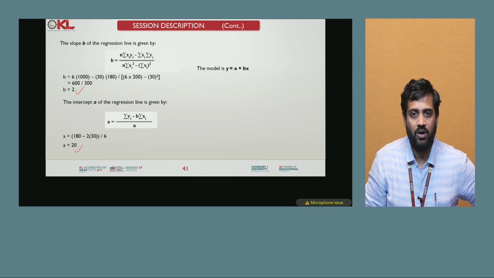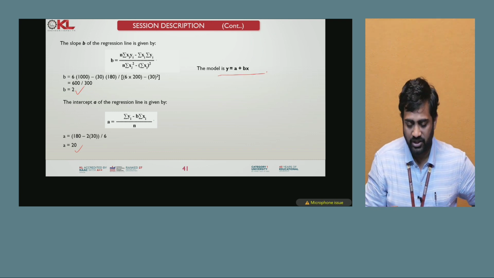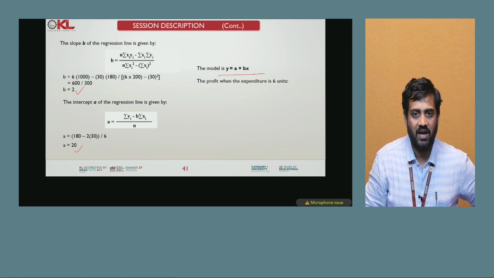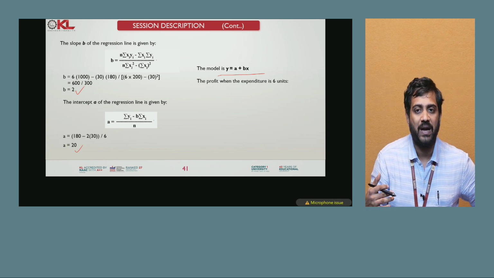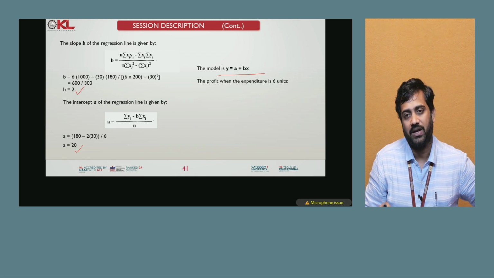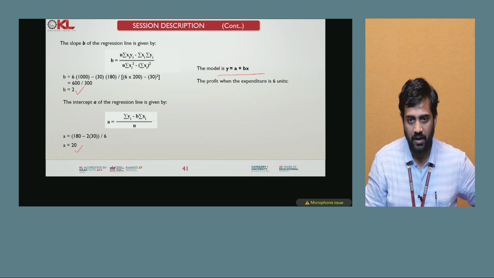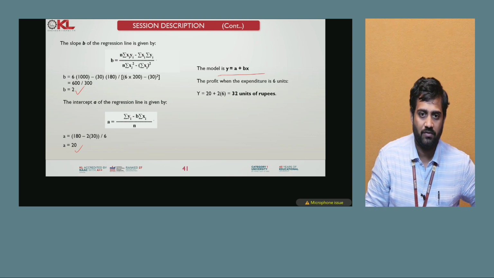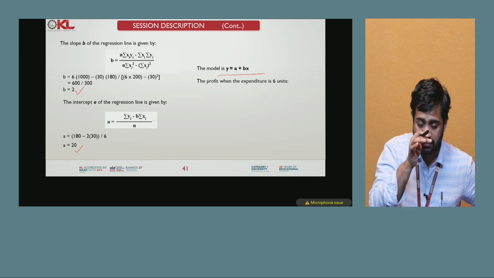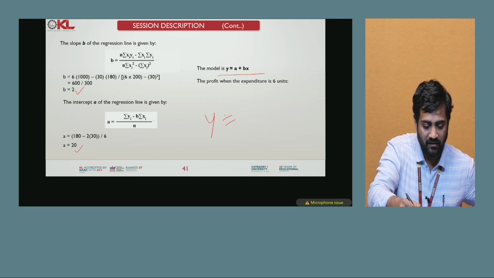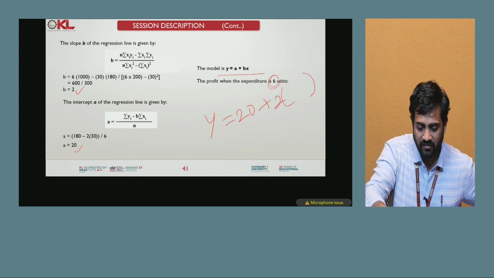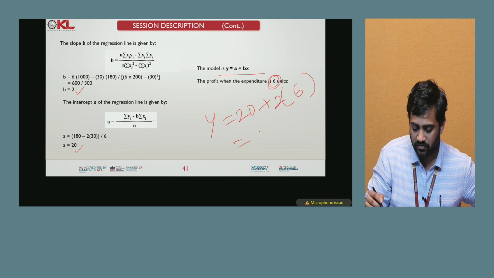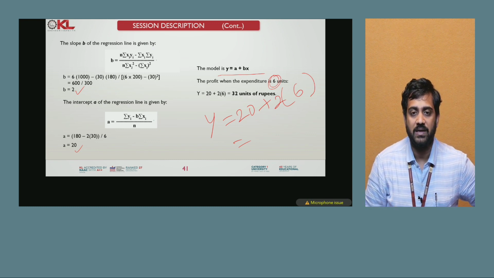So now for this model, you know the expression, that is y equal to a plus bx. Now you want to estimate the profit whenever the expenditure is 6 units. You know a, you know b, you know the expenditure value also. Finally, with a simple substitution you can get this with this relation. See, y equal to a value 20 plus b value 2 into x. What is x here? For the expenditure of 6 units, 20 plus 12 is 32. 32 units of rupees is the y.